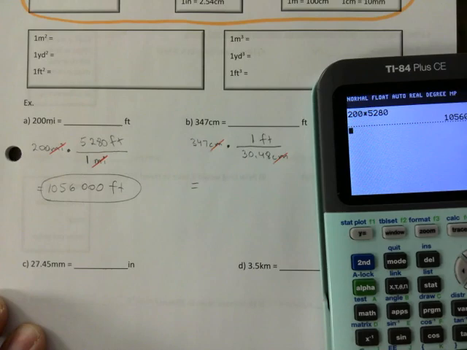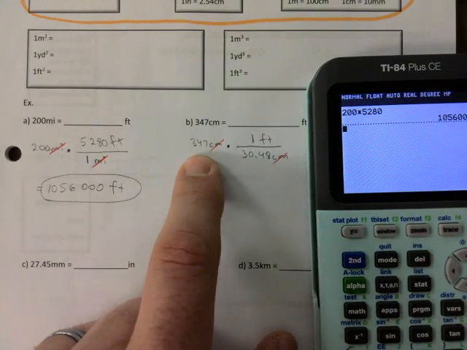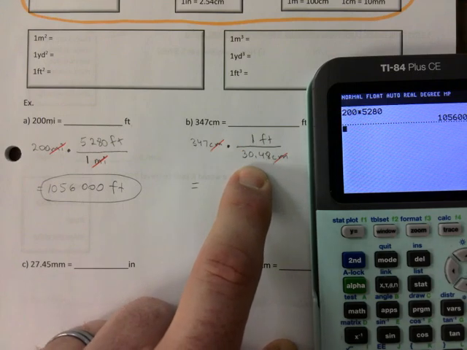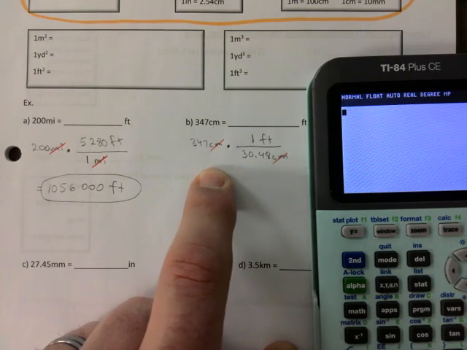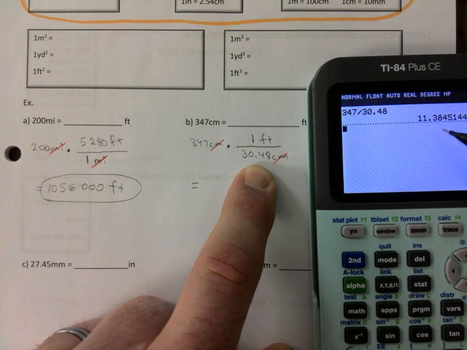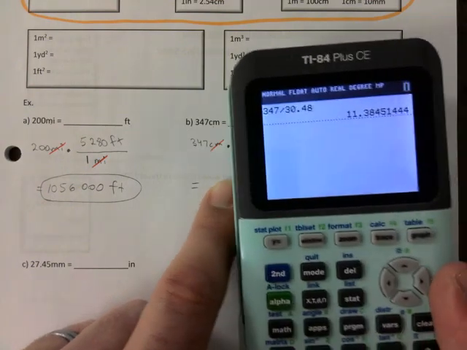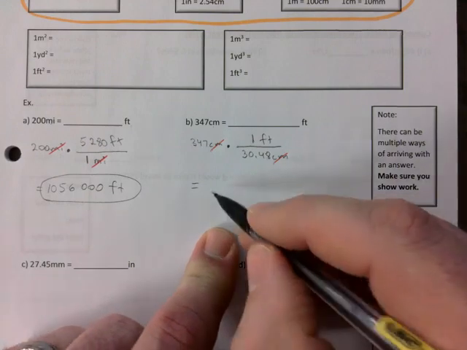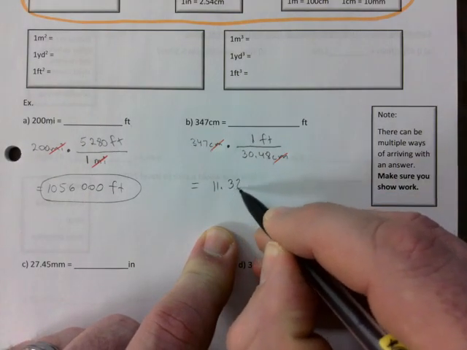It is really, because this is going to change as you go, it's 347 times 1, irrelevant, right? We're not going to do that. And then divide it by 30.48. So 347 divided by 30.48. That's 11.38. The standard rounding is 2. Okay, final answer. Sorry, you can't see. 11.38. There we go. So this is 11.38 feet.